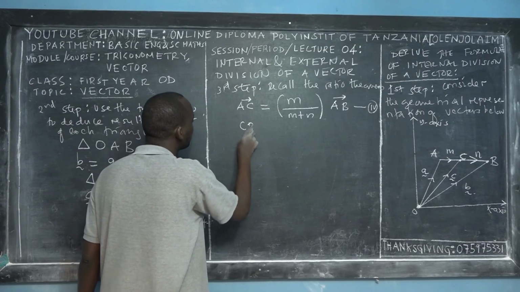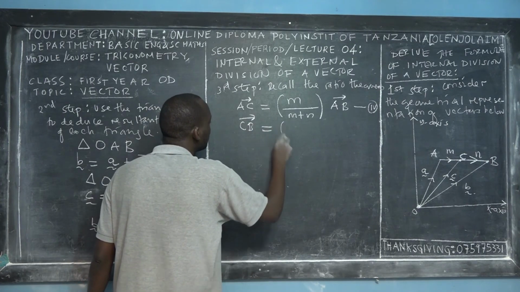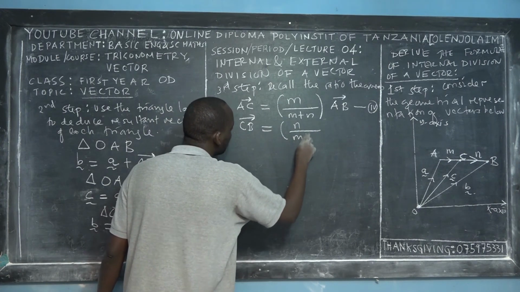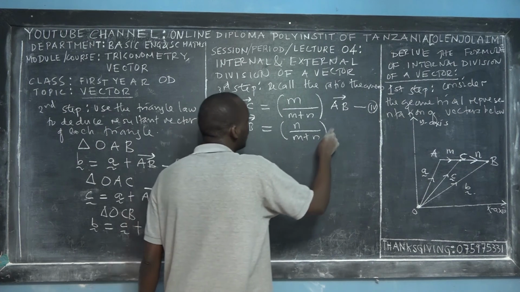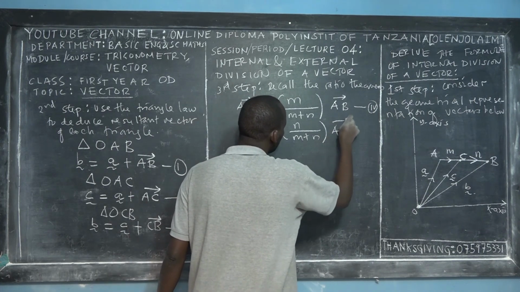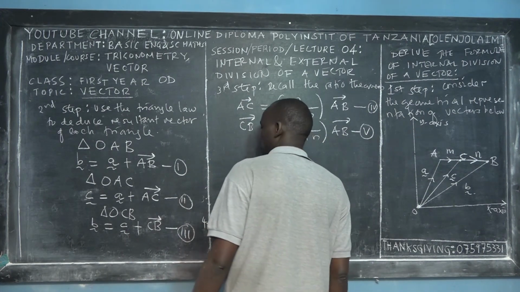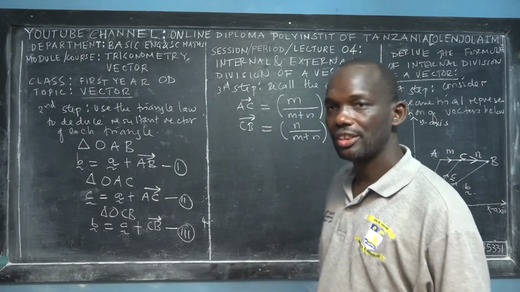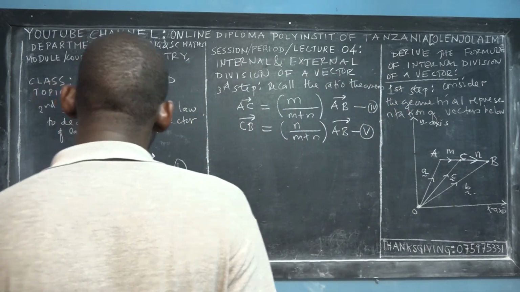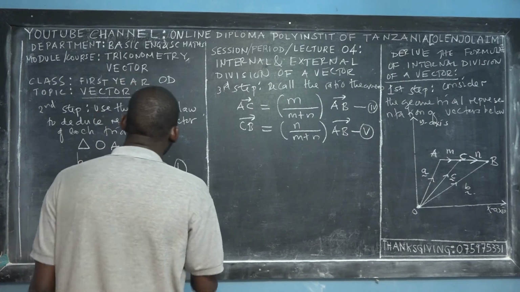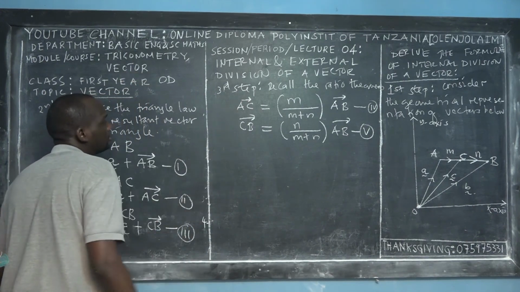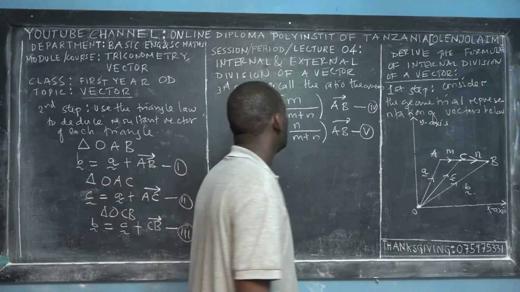Write an answer for the displacement vector by using the ratio theorem. So this is n over m plus n, and then it's multiplied by the position vector AB, and this is equation 5. So now you have 5 equations there. You have to analyze the relationship. Equation 1 relates to equation 4.